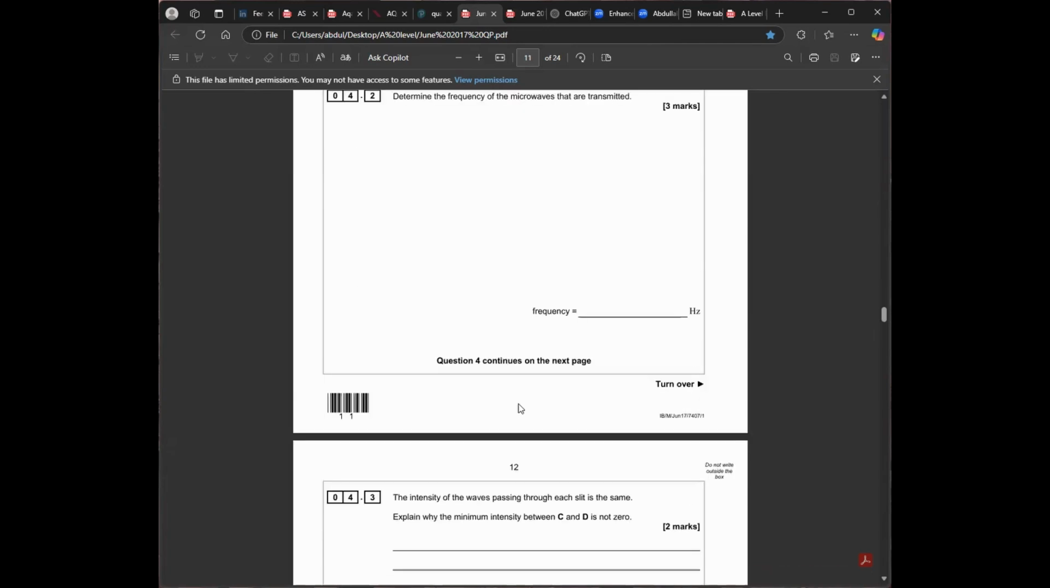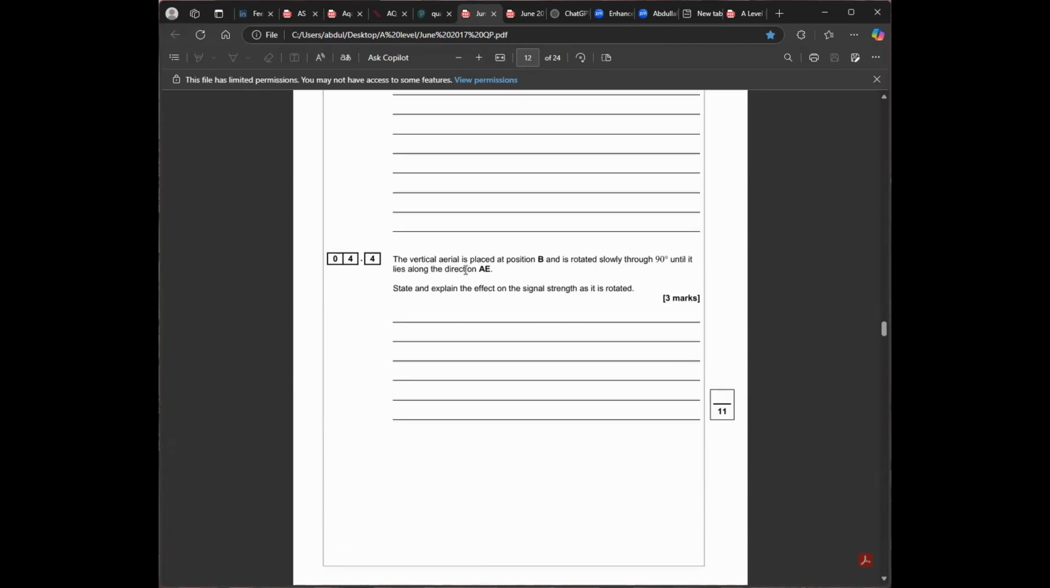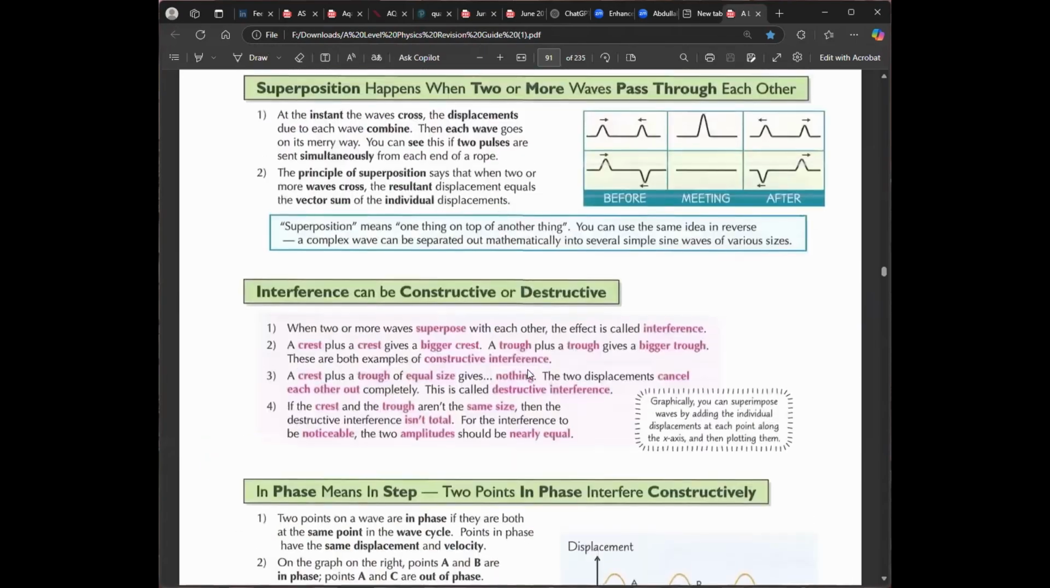So they're saying that now they start to rotate it. When they have started to rotate it, it's a question of polarization, so I'll come back to that. Slowly through 90 degrees until it lies along the direction AE. Now it's completely perpendicular to the position from where the wave is coming. State and explain the effect on the signal strength as it is rotated. It's exactly this problem that we went through here.